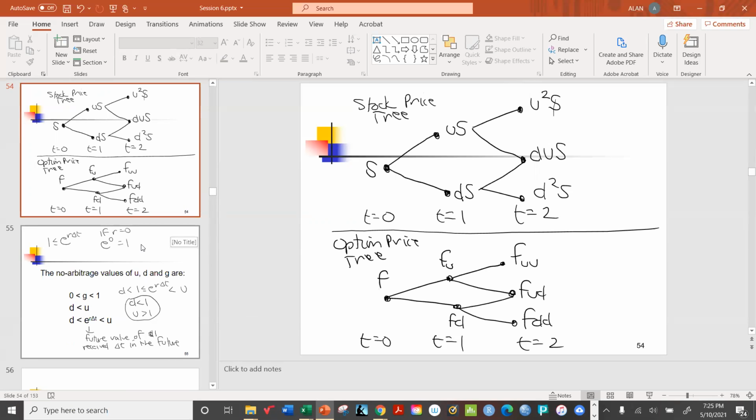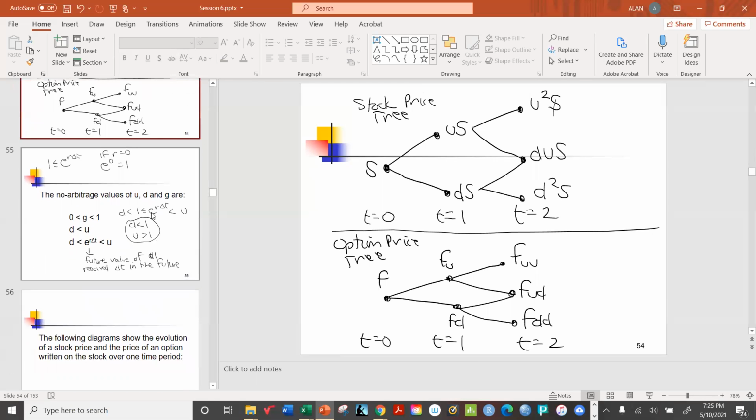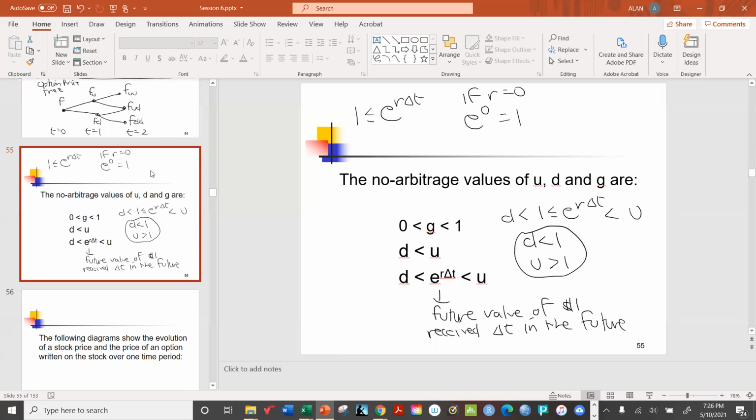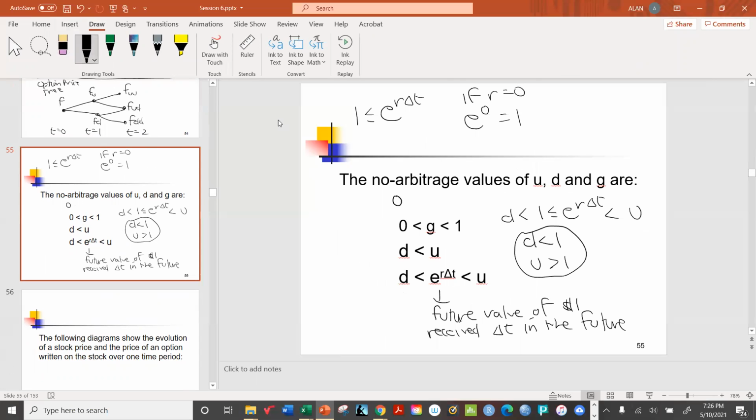All right, now here are some restrictions on the variables that we're using in this model. These are just to prevent arbitrage. They're technical conditions, but they prove to be very important. First things first, the probability G of going up is bounded between 0 and 1, and you can say the same thing about 1 minus G. D has to be less than U. And e to the r delta t, for technical reasons, also has to be between D and U. Otherwise, the model doesn't work.